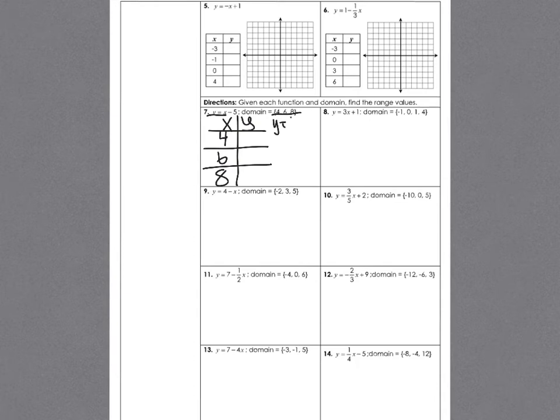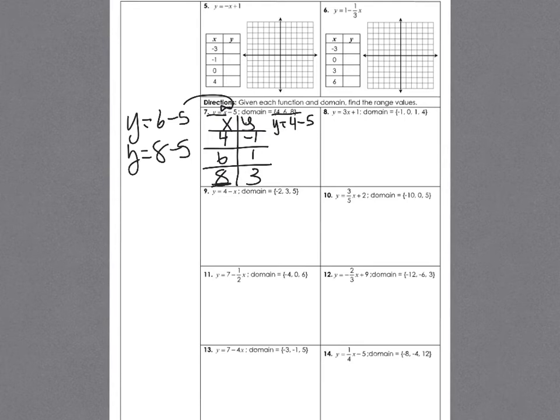And we're going to plug it into this equation. Y equals 4 minus 5, so that's -1. Y equals 6 minus 5, so that's 1. And y equals 8 minus 5. Remember, I'm just plugging in, replacing that x with this value. So we got 3. Okay, so here's the range for this domain.